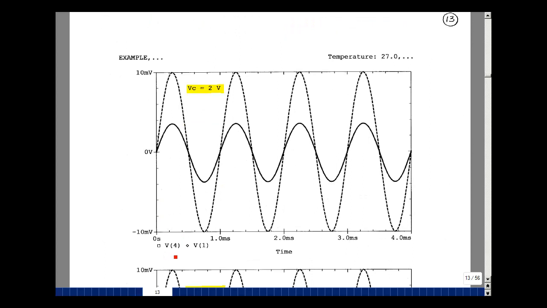I plotted node voltage 4 and node voltage 1. Node voltage 4 is the output, and node voltage 1 is the input. Here's my 10 millivolt sine wave, and I've got 4 cycles. And what's coming out across the 2K load is something that's much smaller.